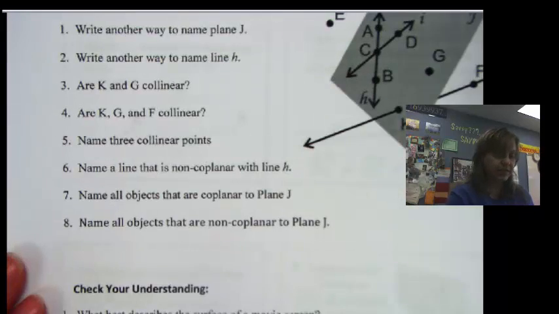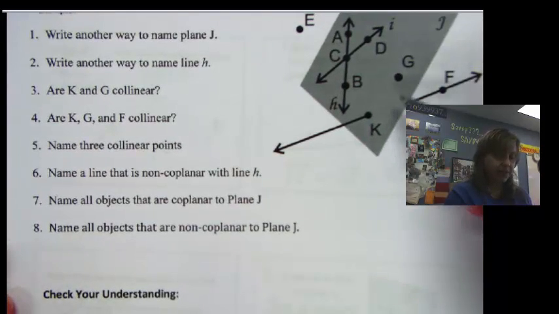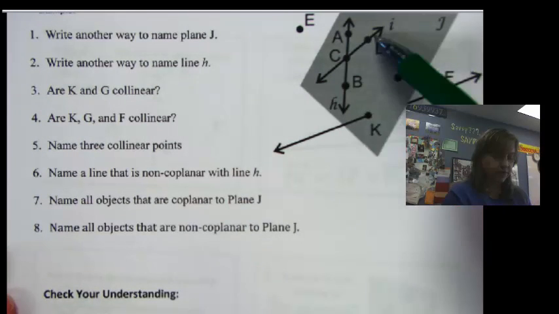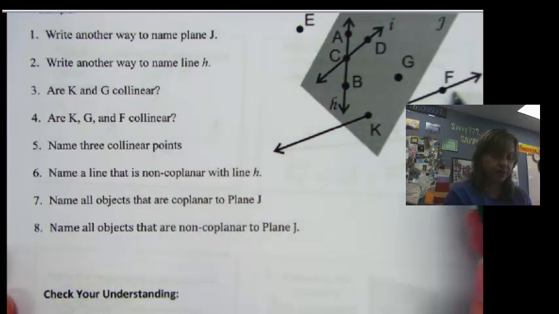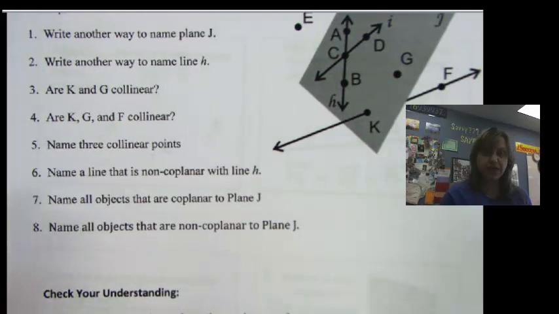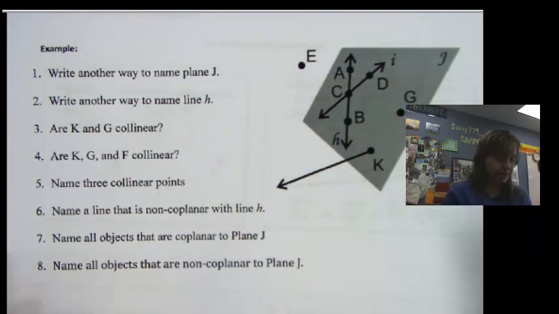In our first example, it looks like we have a plane and a couple of lines that are crossing right here, and one that's going through the plane. I hope you can see that as kind of stabbing right through that plane with points labeled in lines. So let's start with number one. Write another way to name plane J.